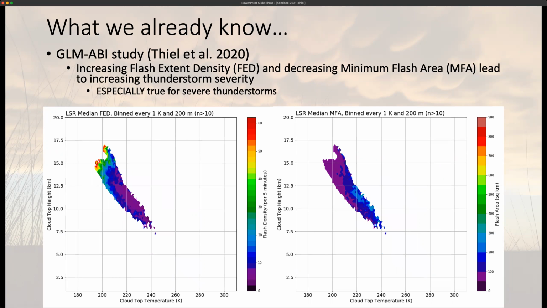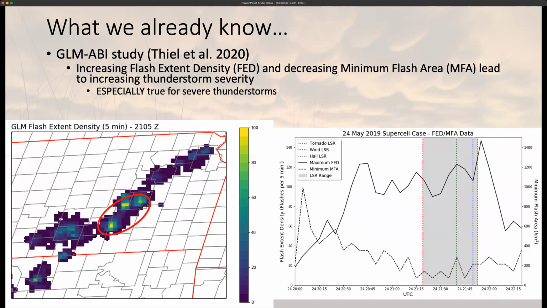This is especially true when looking at this compared to local storm reports. And so this is our severe thunderstorms in this case. And we can compare between this figure and the current figure, that we see an increase in FED and a decrease in MFA, and that those relationships are actually amplified in this kind of case.